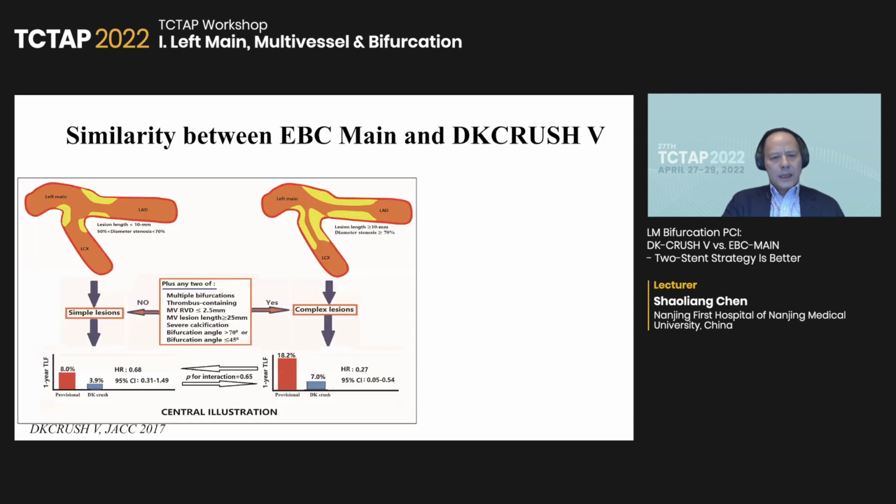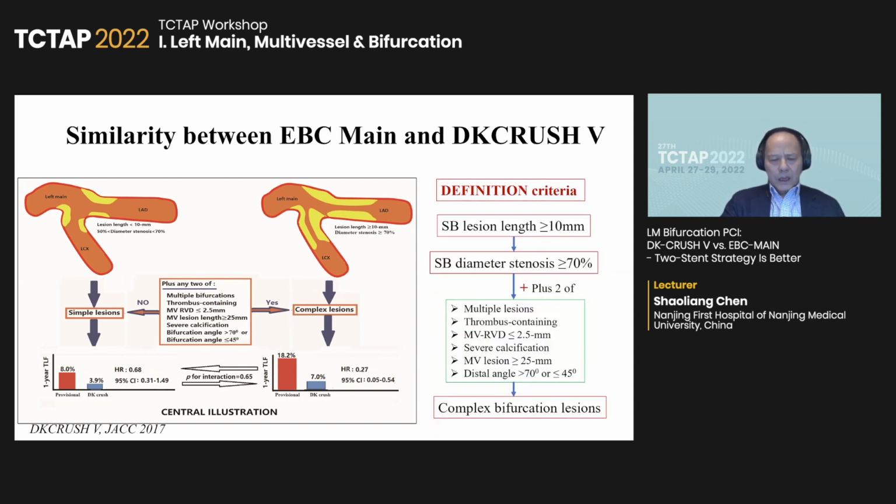So I think this is the last slide to summarize the similarity between EBC and DK-5 for simple distal left main bifurcation. I and all my colleagues and all investigators agreed on the preference of provisional stenting technique, but for the complex bifurcation defined by definition criteria, two-stent technique, particularly DK-5 technique, will be the first choice.